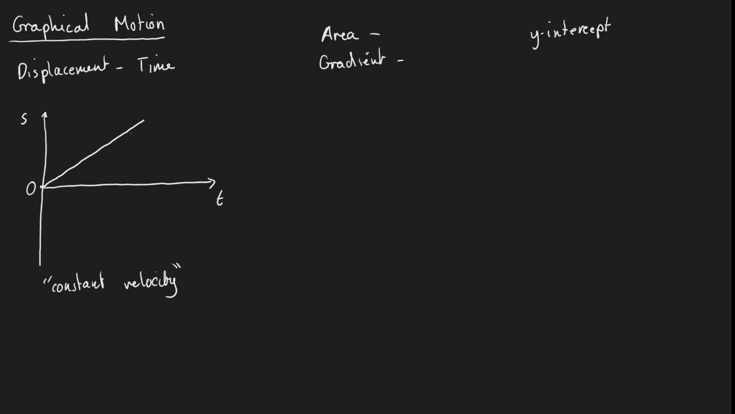Okay, so your area for this means nothing, but your gradient is the displacement over time, right? This is displacement over time, and we know displacement over time is just velocity. So the gradient of a displacement time graph is velocity. Now what if I had drawn something where it's curved? So I know it's a constant velocity here because it's a constant gradient. This is a fixed gradient, it's a straight line.